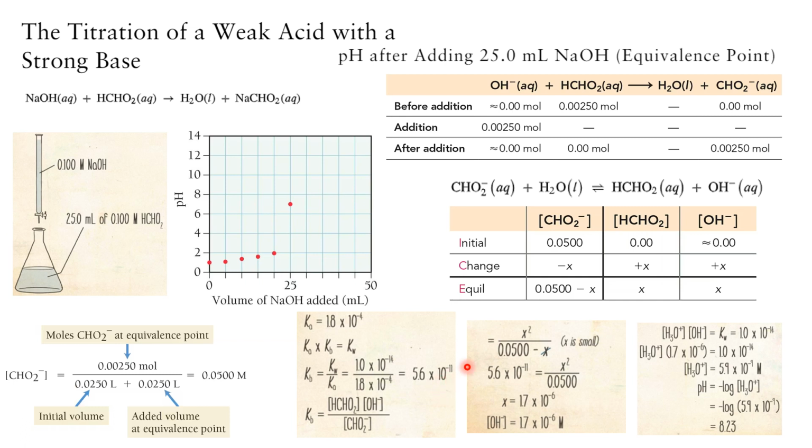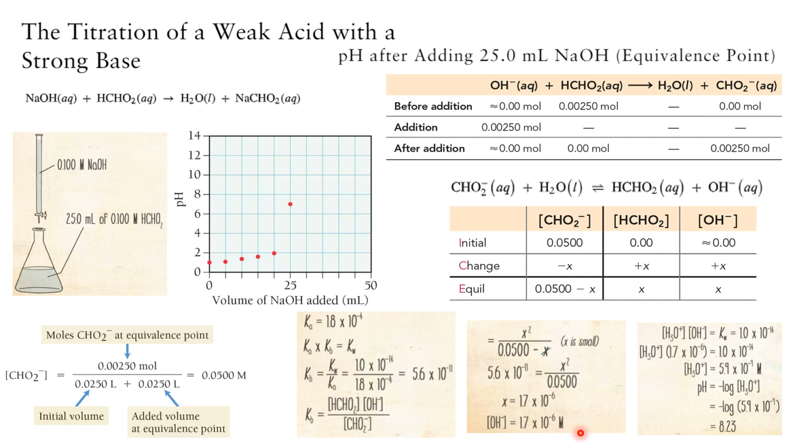Okay, you're going to use that Kb. That's going to equal your concentration of products divided by reactants, which in this case is x squared divided by 0.0500 minus x. You can make the x a small approximation, cross multiply, and solve for x. You get your x. You can check the 5% rule. The approximation should work, right? Because Kb is so small. Look at that. So you got your x, and x is your OH minus concentration.